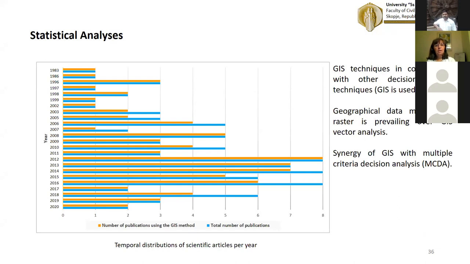are used by 86% of the researchers, which means that GIS is very widely used for landfill site selection as a method. This is due to the spatial nature of the landfill site selection problems, which can be easily solved with GIS as a tool. Regarding the geographical data model, GIS raster is prevailing over GIS vector analysis, and mainly also synergy of GIS with multi-criteria decision analysis has been widely used.